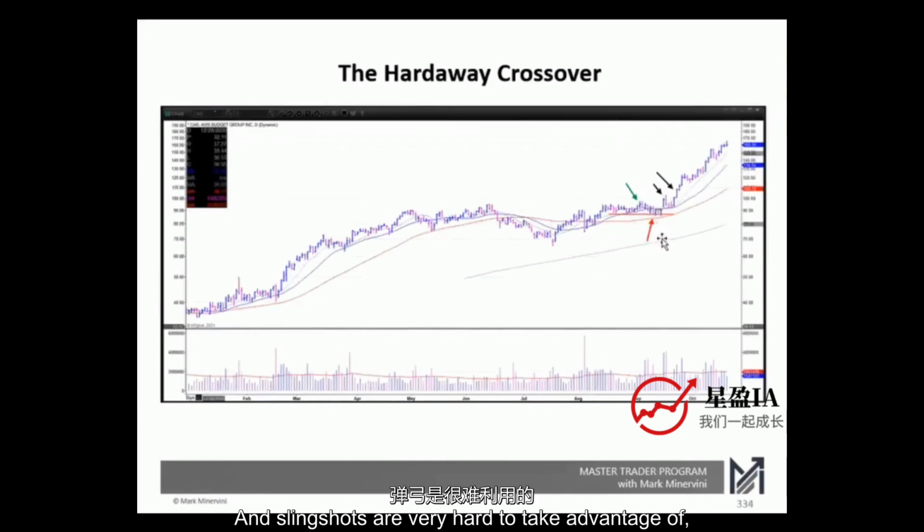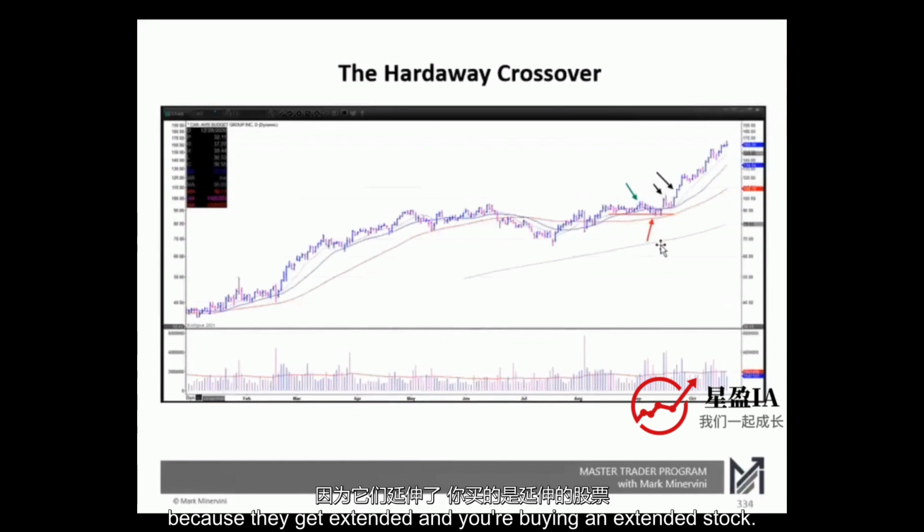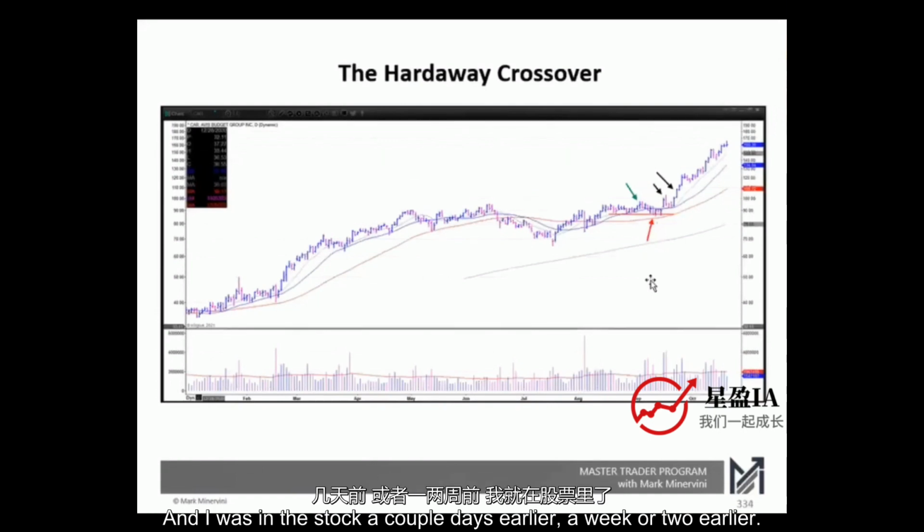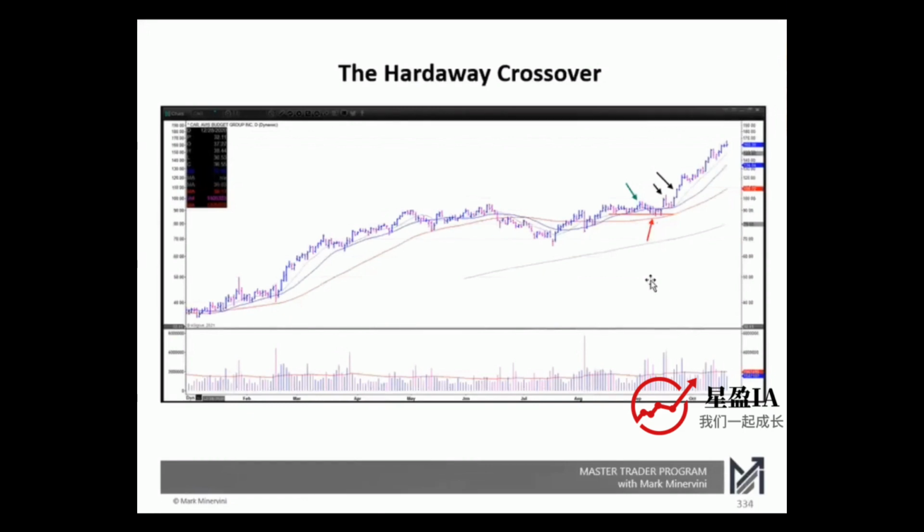And slingshots are very hard to take advantage of because they get extended and you're buying an extended stock. So I kept watching these Hardaway crossovers. They would cross over, they would shake and bake me out. They'd come back with a slingshot, boom, into high ground. It's extended, and I would never be able to buy it. And then the stock's gone. And I was in the stock a couple days earlier, a week or two earlier, and now I'm knocked out of the damn thing and it's taken off.